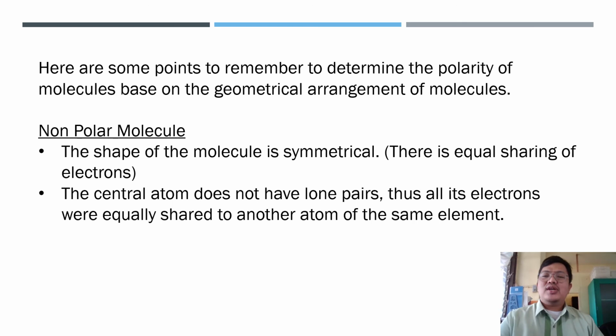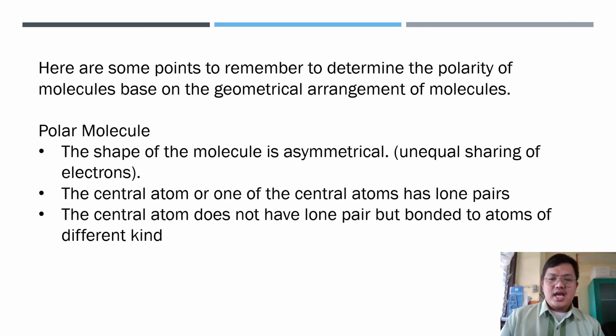Now, continuing with our lesson, here are some points to remember to determine the polarity of molecules based on the geometrical arrangement of molecules. For nonpolar molecules, the shape of the molecule is symmetrical. Ibig sabihin, there is equal sharing of electrons. Number 2, the central atom does not have lone pairs. Lahat nakibond. Thus, all its electrons were equally shared to another atom of the same element.